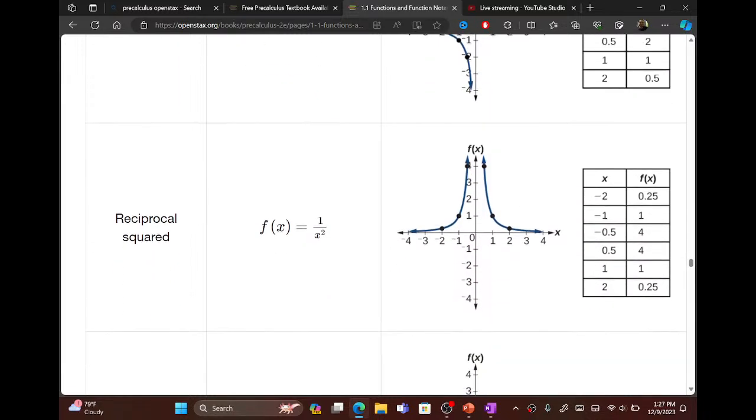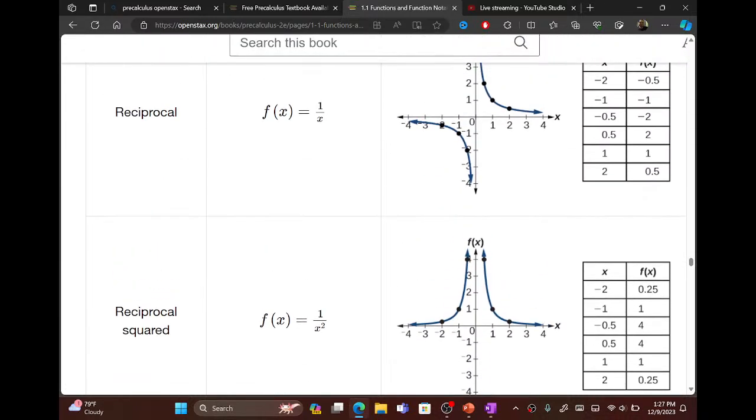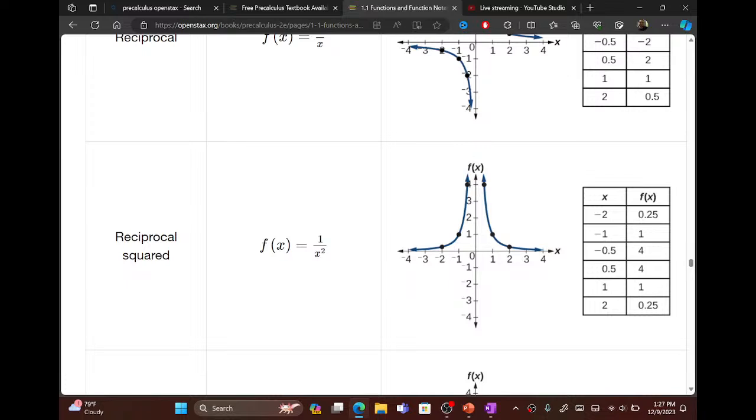This is one that I always forget, and it's 1 over x squared. So we can kind of see that the left side of 1 over x has been reflected, and this now represents 1 over x cubed. So this is the reciprocal squared, okay? This is how it looks.